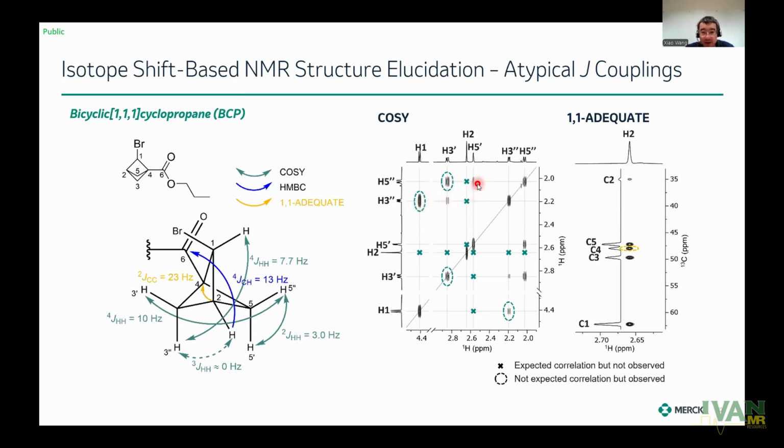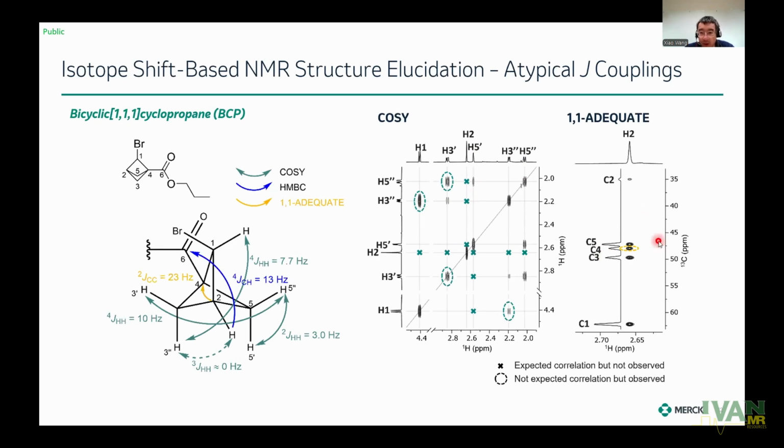And also we see some very weak geminal 2-bond proton-proton coupling signals. So if we don't know the structure of the BCP, this COSY is definitely misleading. There's no way you can correlate these COSY correlations to a correct structure.